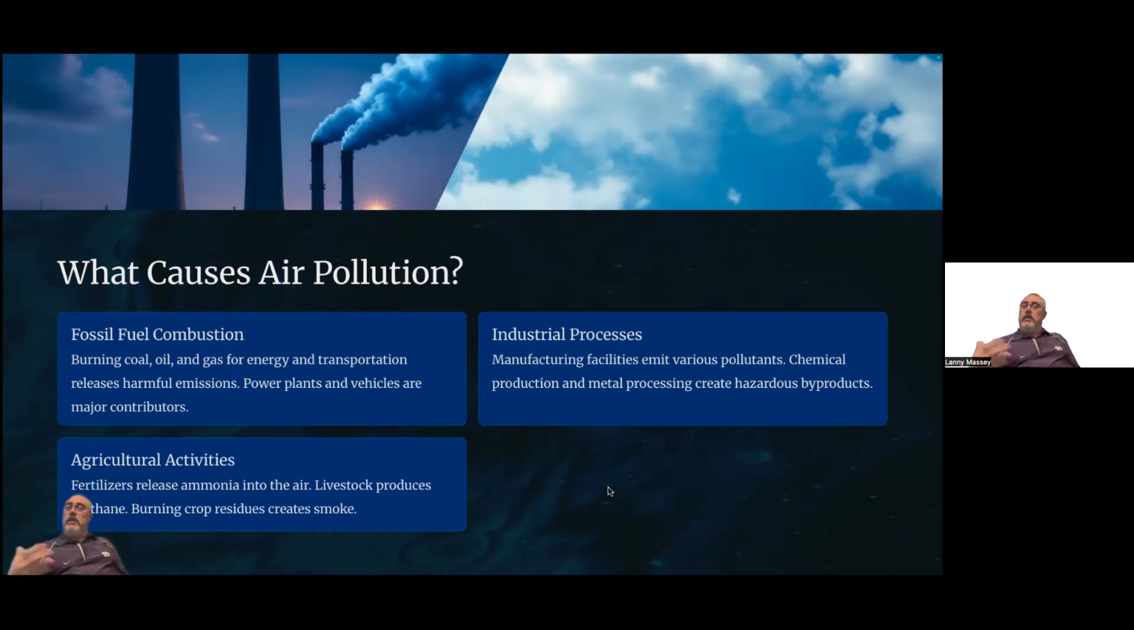Agricultural activities, that's the area that I live in, we see an awful lot of that. Fertilizers release ammonia into the air. Livestock produces methane. Burning crop residues creates smoke as well. A lot of people in Kansas, when they get done harvesting the wheat, they will burn off their wheat fields. As I was talking about earlier, they burn off pastures to get the grass to grow more, but by doing that, they create smoke, and smoke is air pollution.